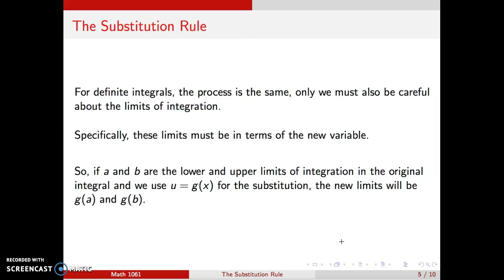Okay. If we're going to work with definite integrals, the process is the same, only now we have to be careful about the limits of integration. So these need to be in terms of the new variable. So if you had a definite integral where in the original variable you had a and b for the lower and upper limits of integration, and you use u equals g of x, then the new limits will be g of a and g of b, corresponding to a and b in the original.